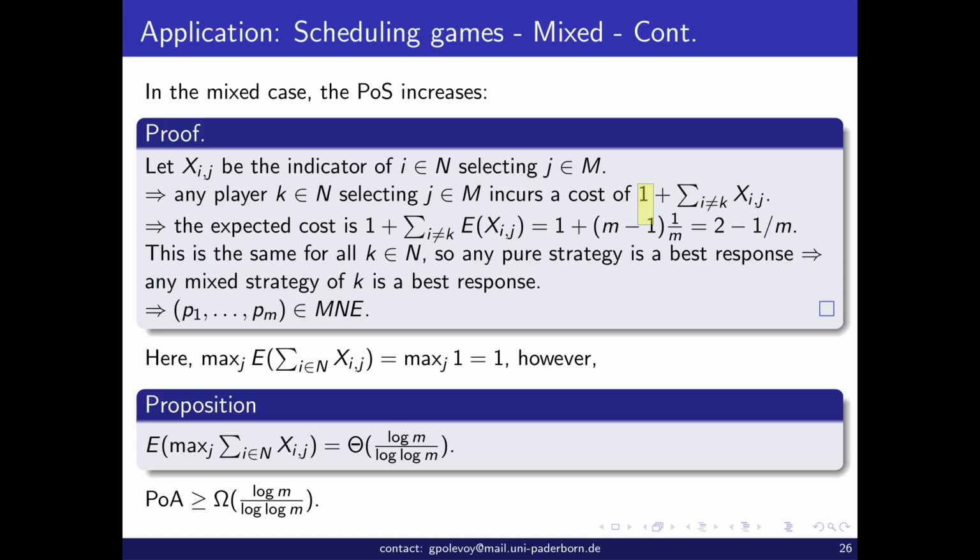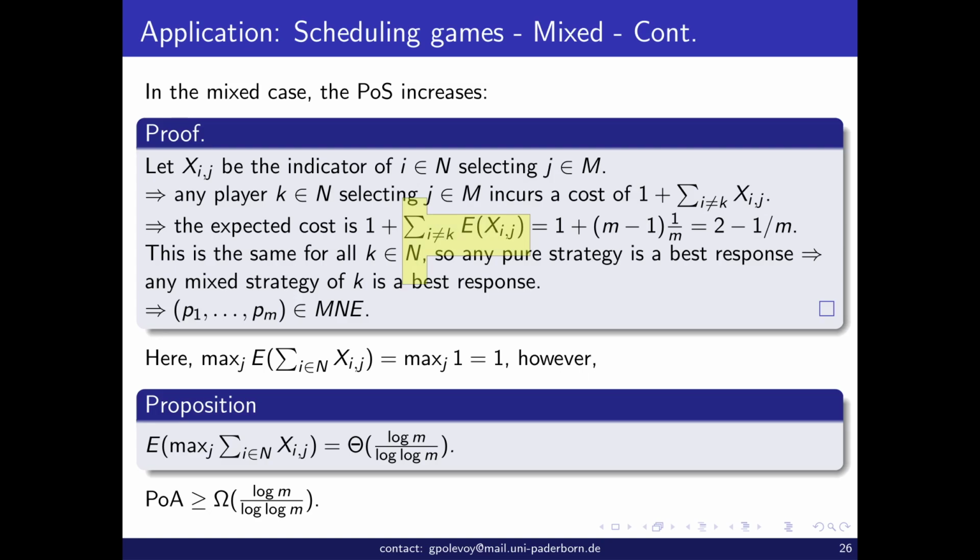We look at the x_ij, those from N \ {k} who go to machine j, and therefore the expected cost. That's a concrete realization of a concrete cost, even a concrete realization of this randomization. Now the expected cost is 1 plus the expected cost of the sum, which is, by the linearity of expectation, the sum of the expectations.